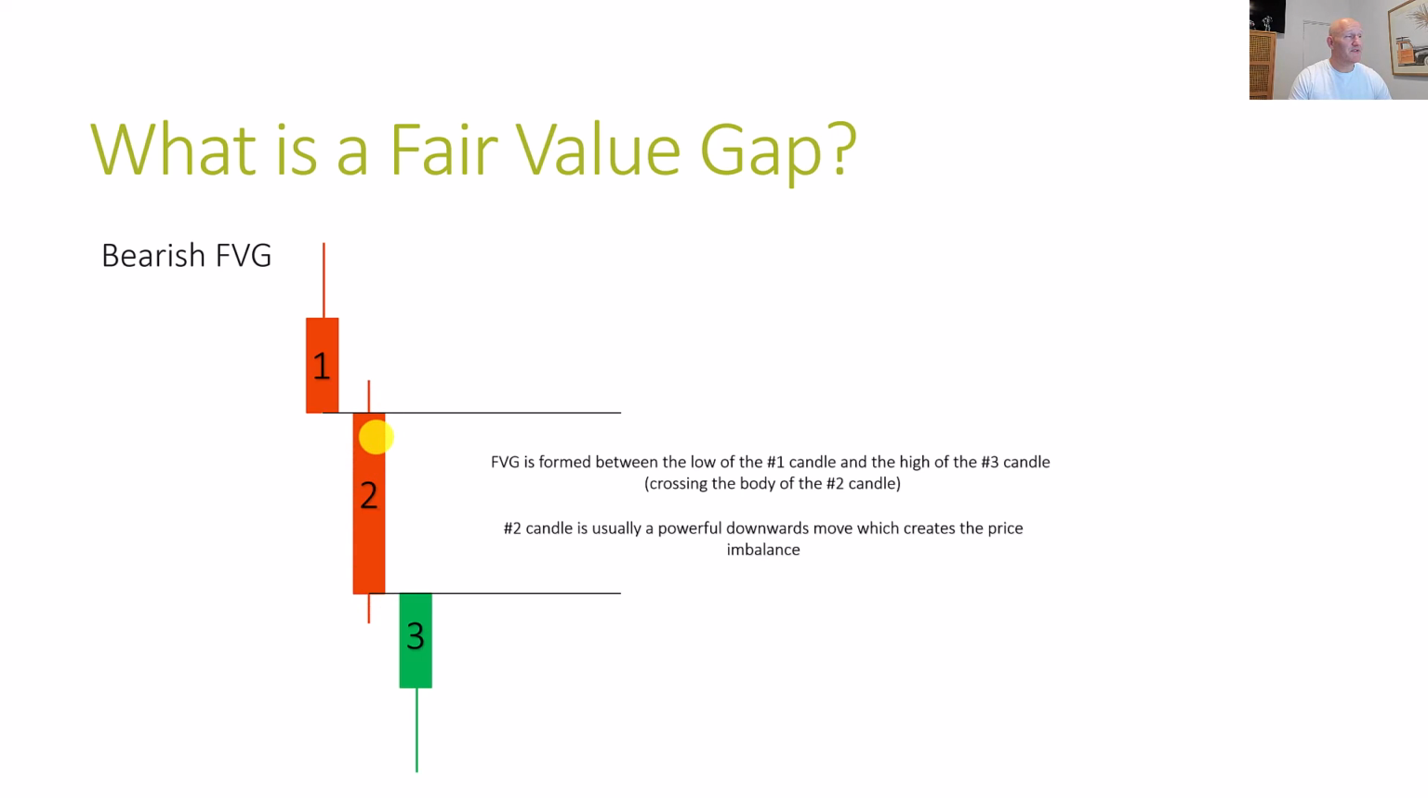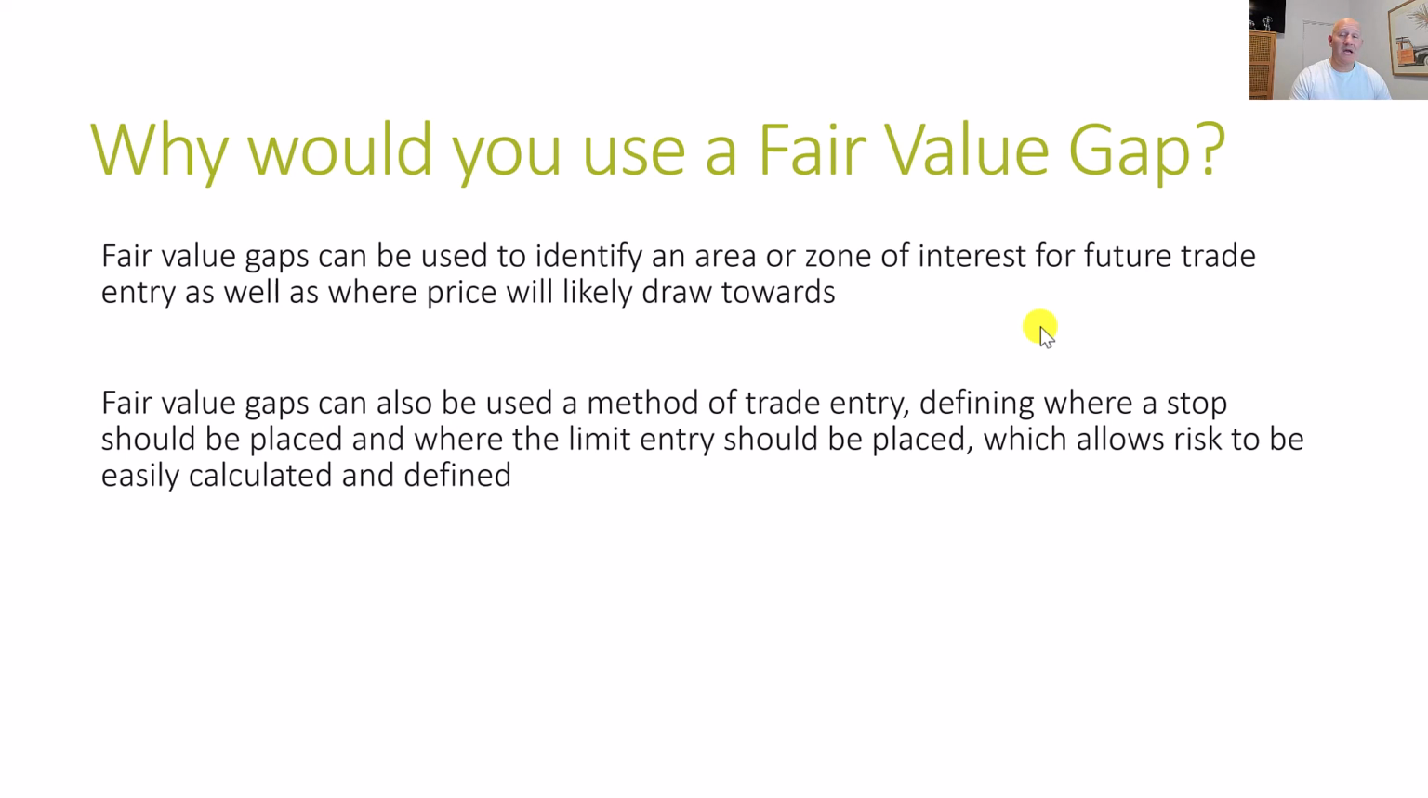But again, the opposite to our bullish fair value gap, our fair value gap in this example is formed between the low of the first candle and the high of the third candle. And our fair value gap again crosses the body of that second candle. And so why would you actually use a fair value gap?